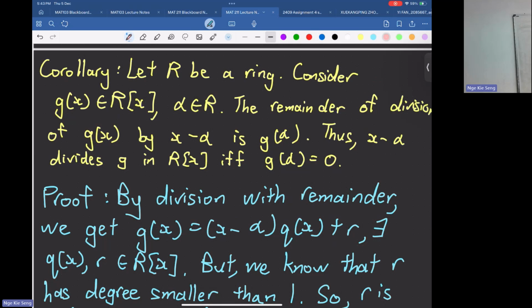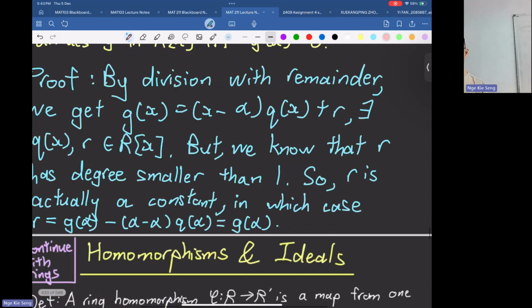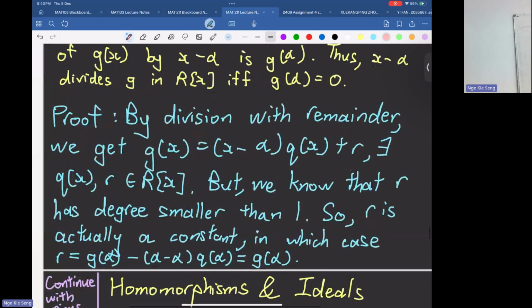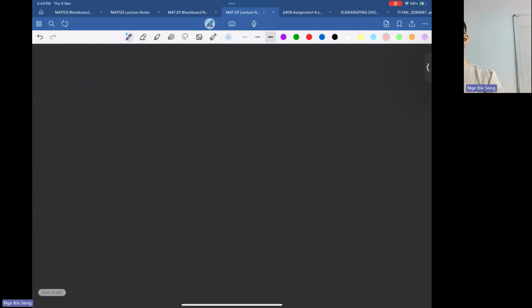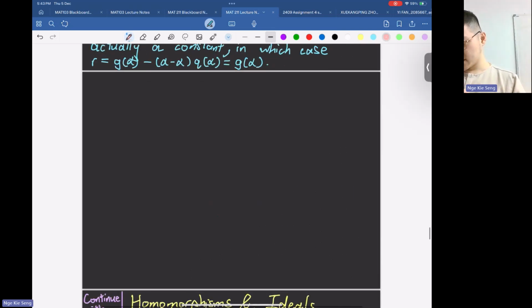So what's this constant here? If you substitute alpha into this equation, what do you have? Alpha minus alpha is 0. 0 times q of alpha is 0. So r equals g of alpha. Let's try one example. This is a very interesting fact, so you need to appreciate this example to learn this corollary.